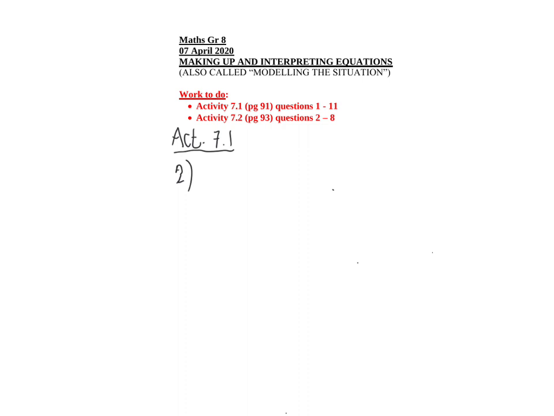If the Coke is X rand, then the Coke's price plus the change received, the 2 rand 20, should make up the 10 rand that was given. So that's X plus 2 rand 20 equals 10. That's all you write. You do not solve it. There are other ways to write this, but this is the best way to write what the question says.